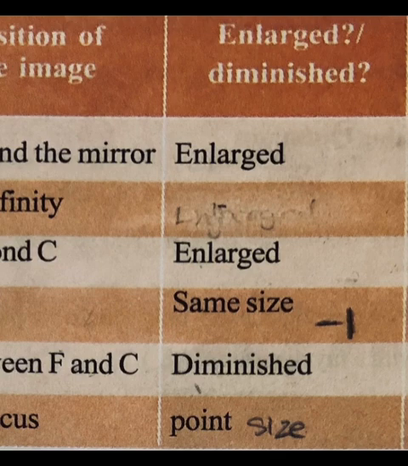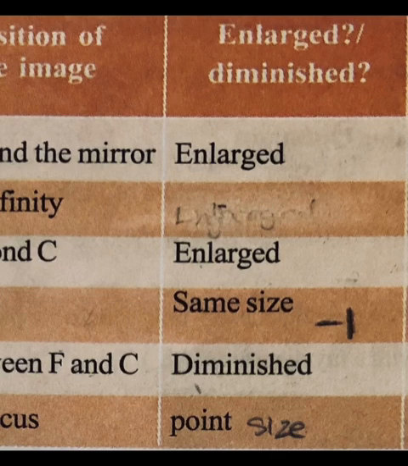When the object is placed between F and C, the image will be beyond C. So it will be beyond the center of curvature, and the image will be enlarged, so it will be bigger than the object. The image will be inverted, so it will be below the principal axis, and the image will be real, so it can be caught on the screen.